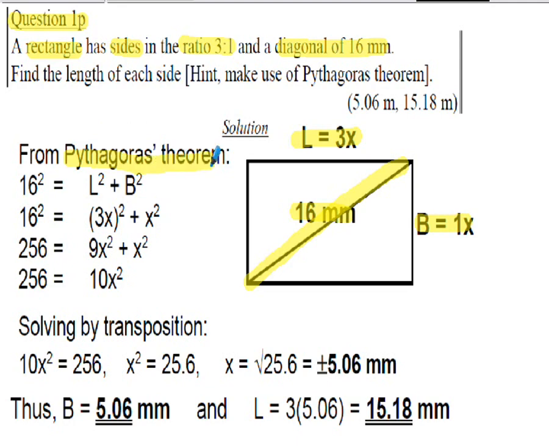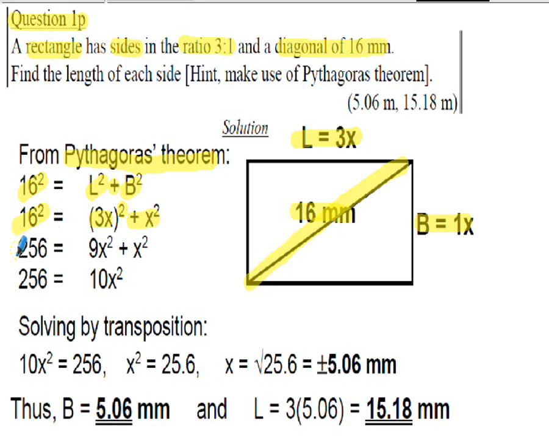Applying Pythagoras' theorem, don't forget Pythagoras' theorem states that the square of the hypotenuse, 16 squared in this case, is equal to the sum of the squares of the other two sides. So in this case that's L squared plus B squared. Imposing the relationships here, 16 squared is equal to L squared, that's 3x all squared, notice use of the brackets there, plus B squared, which is x squared.